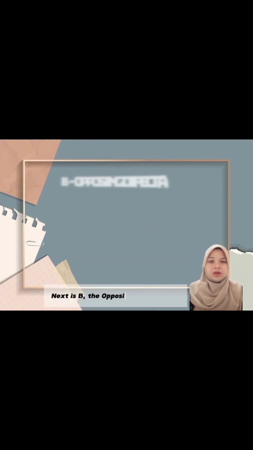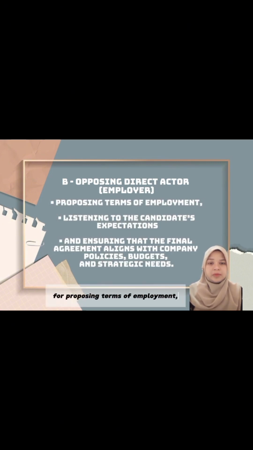Next is B, the opposing direct actor, which typically represents the employer, such as a manager or HR representative. They act on behalf of the company and are responsible for proposing terms of employment, listening to the candidate's expectations, and ensuring that the final agreement aligns with company policies, budgets, and strategic needs. They are not just offering a job, they also manage risk and resources.